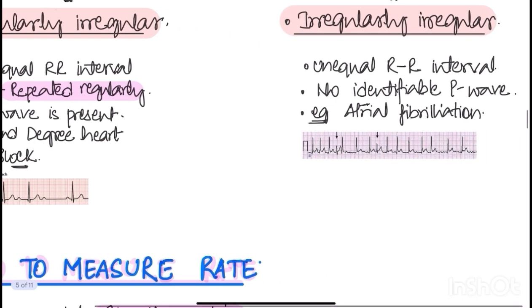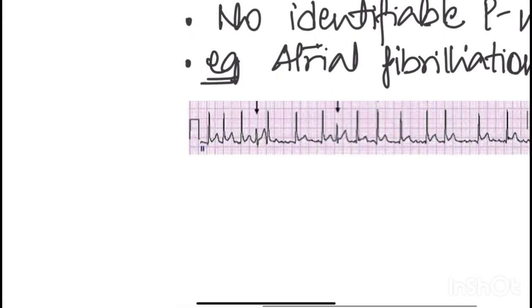In case of irregular heart rhythm, there would be unequal RR interval, and it would be random type. There won't be any fixed pattern, and there won't be any identifiable P wave. You can see this particular ECG. It is irregular throughout. There are no patterns, and there is no P wave before the QRS complex.